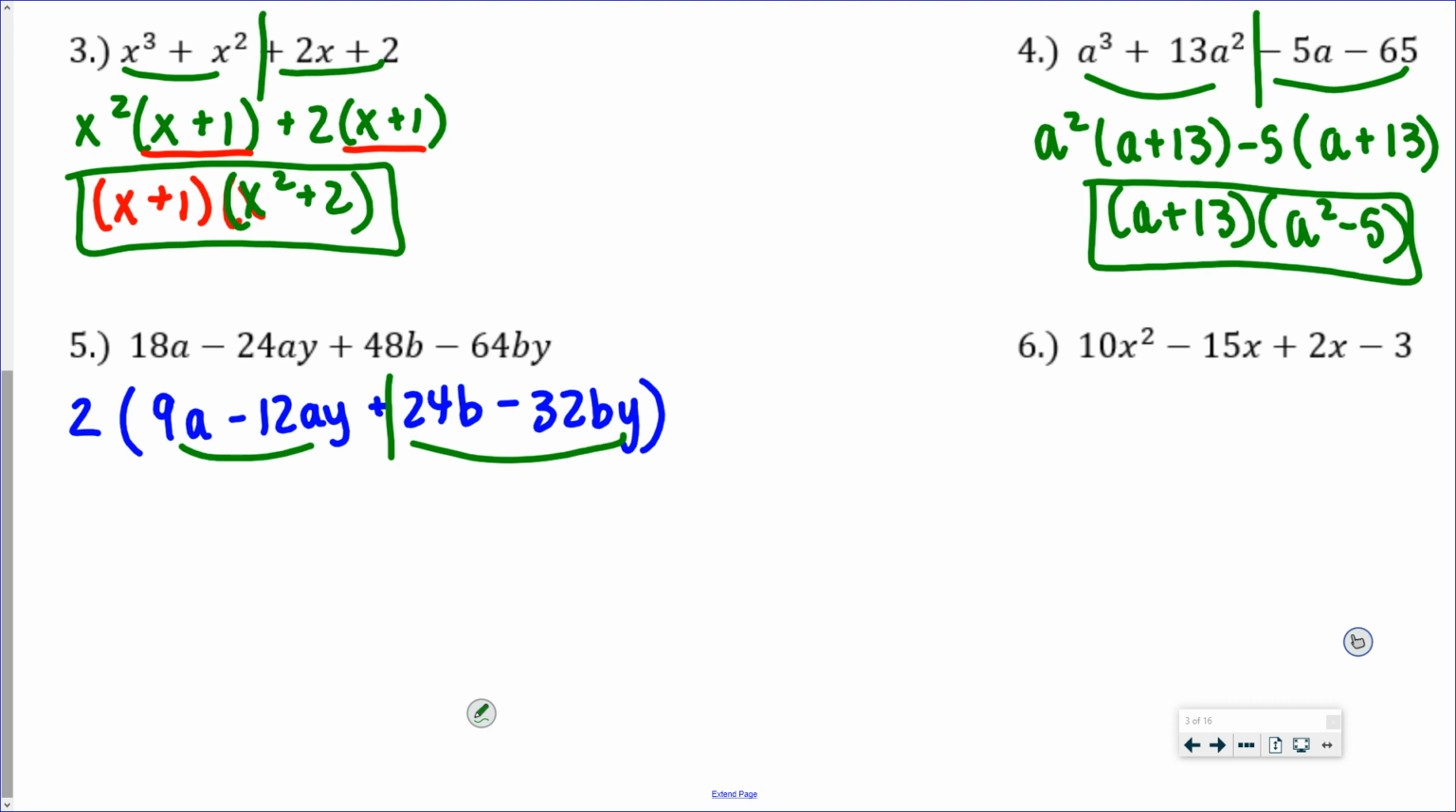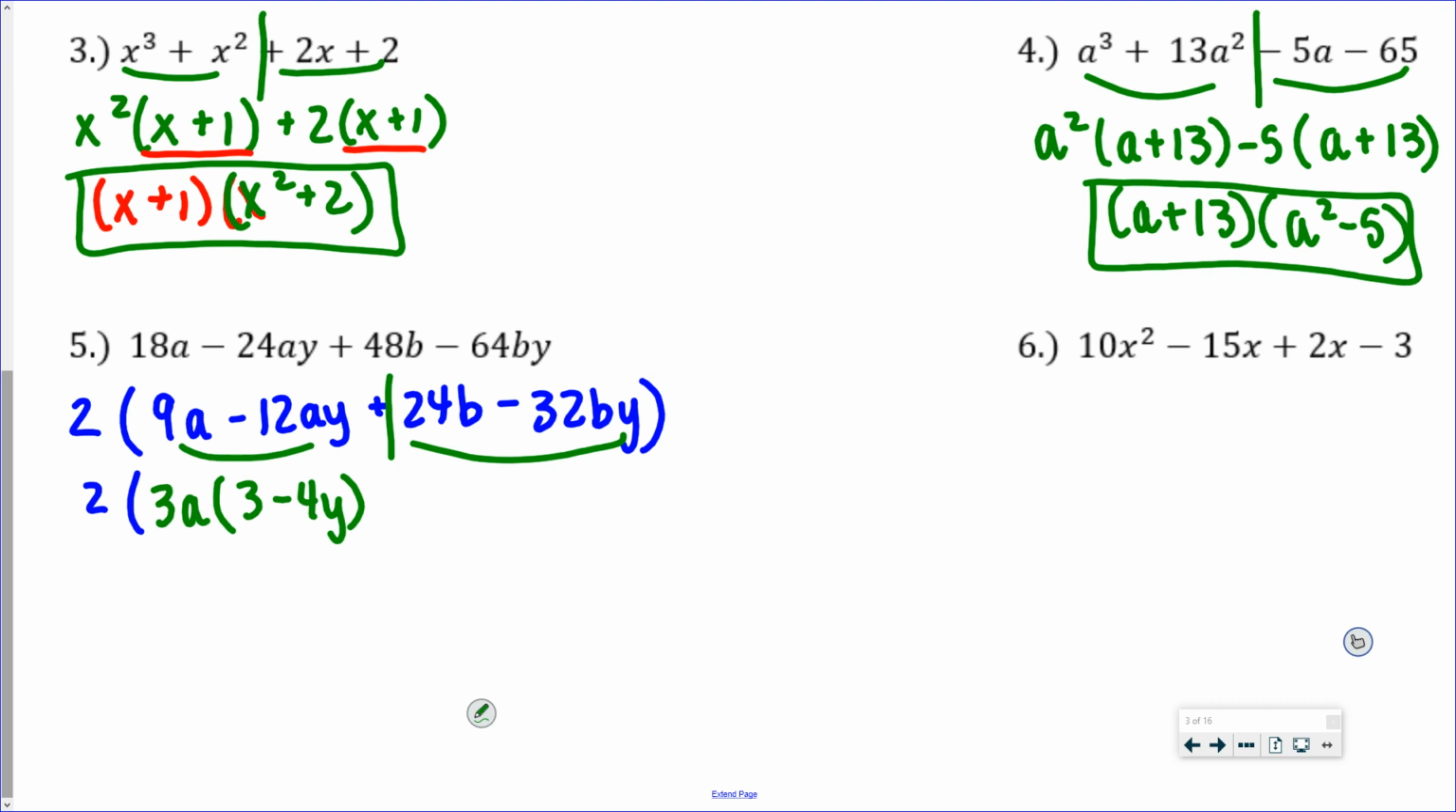What can I factor out of this first group, folks? You can just shout it out. 3a, good. 3a. So I would be left with 3 minus 4y. Now I still have this 2 out here. Don't forget about that. I still have this 2 out here. You can't just divide it off. This is an expression.